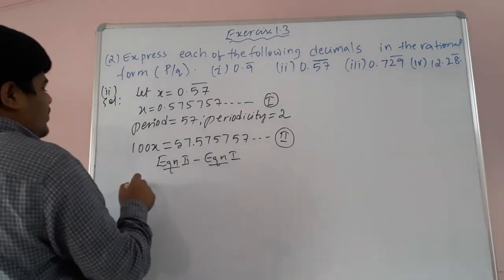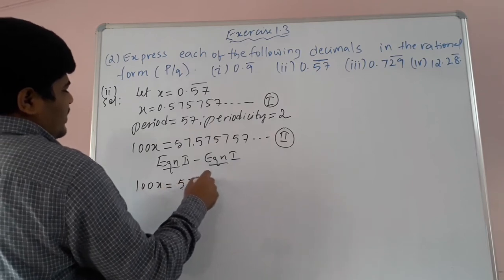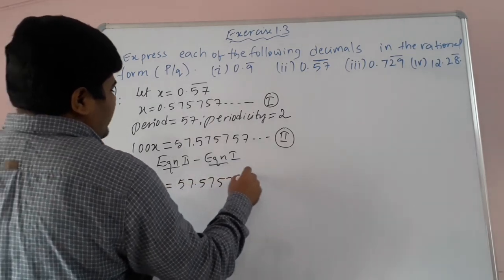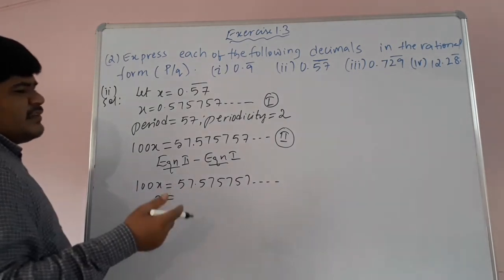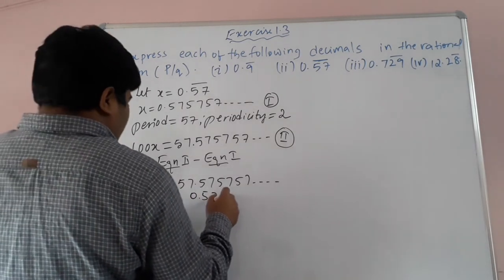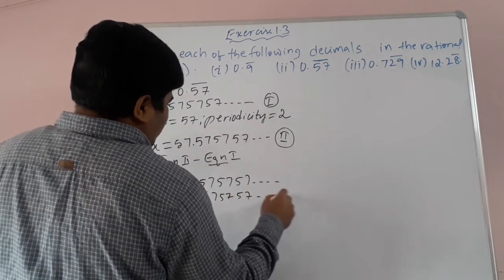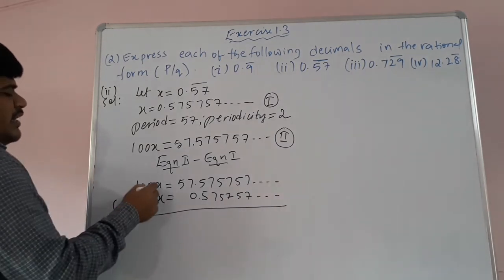So what is equation 2? 100x is equal to 57.575757, and so on. And equation 1 is x, children, x is nothing but 1x. So x is equal to 0.575757, and so on. So we are subtracting the first equation from the second equation, 100x minus x, children.